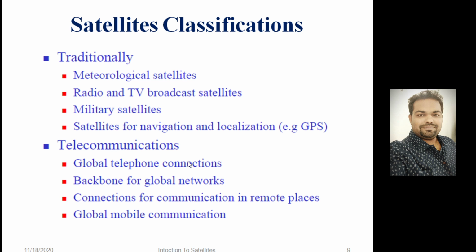If we just focus on telecommunications, then there are global telephone connections, the backbone of global networks, connections for communication in remote places, and global mobile communications. If we look at the total number of satellites present in the current scenario, if we say 1,000 satellites are there in orbit, out of 1,000, 80% of satellites are being used only for communication or telecommunication purposes.